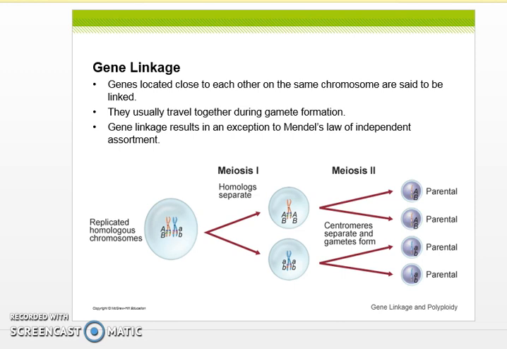Genes located close to each other on the same chromosome are said to be linked. They usually travel together during gamete formation. Gene linkage results in an exception to Mendel's law of independent assortment.